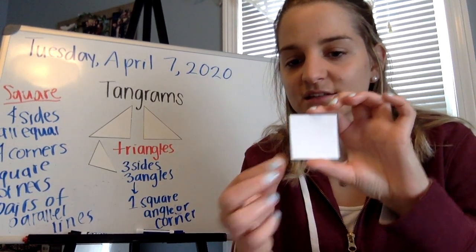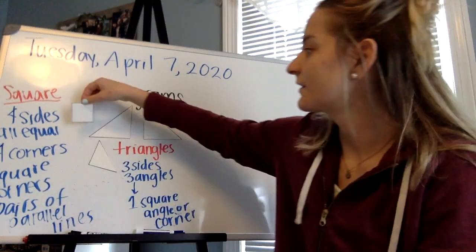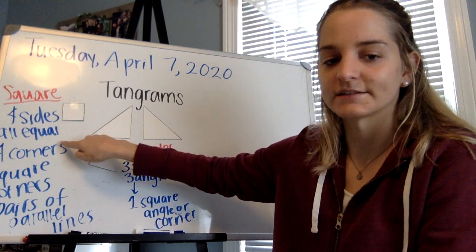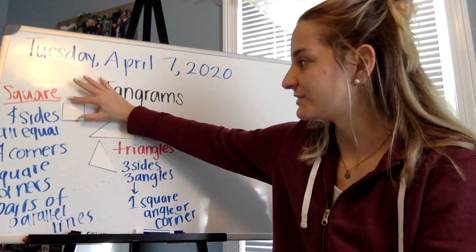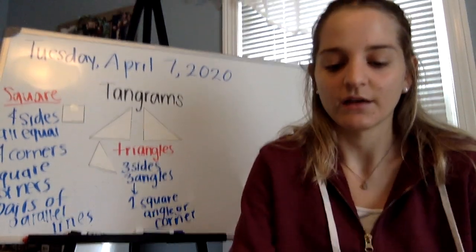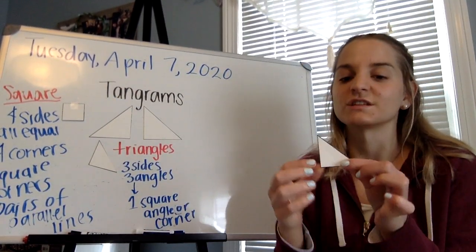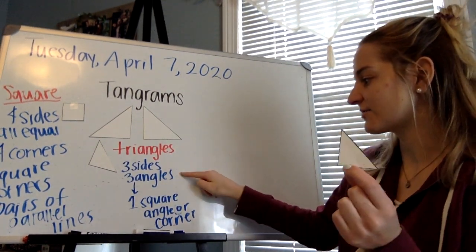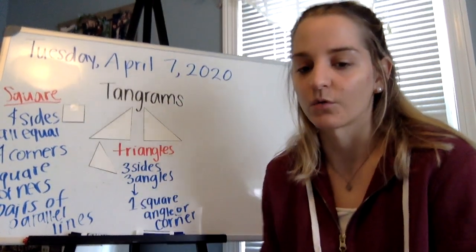We know that this is a square. We talked about squares already, so I'm going to put it in our square category. It has 4 sides. They are all equal. It has 4 corners. All of their corners are square corners. And it has 2 pairs of parallel lines, okay? So with this square, it also had another triangle. Let's see if this triangle fits the same characteristics with 3 sides, 3 angles, and one of those angles being a square angle or a square corner.